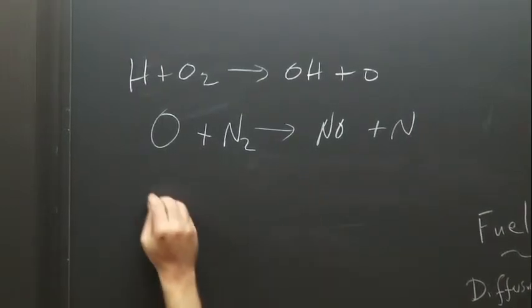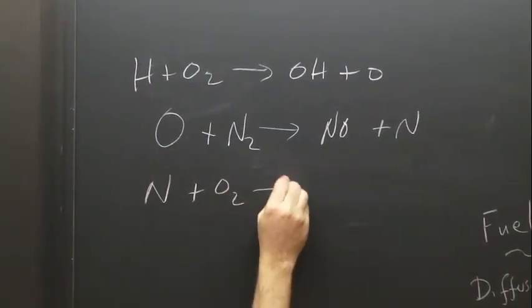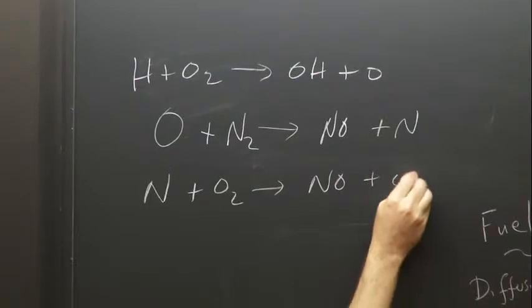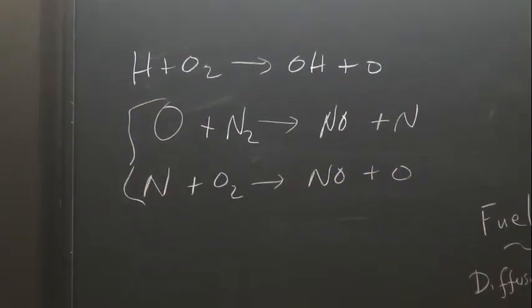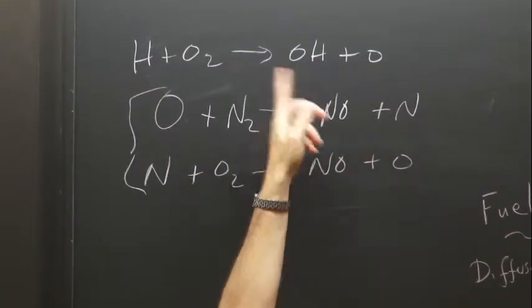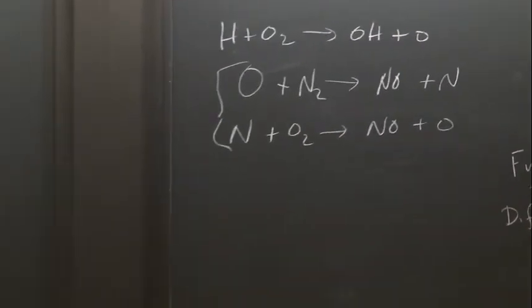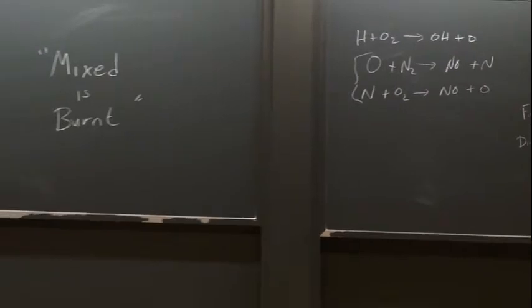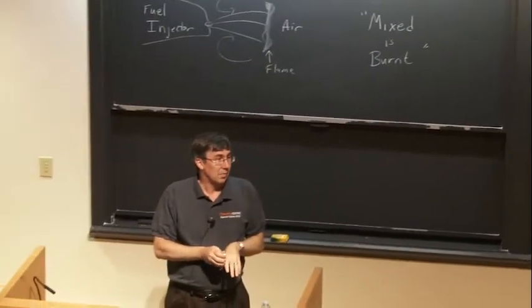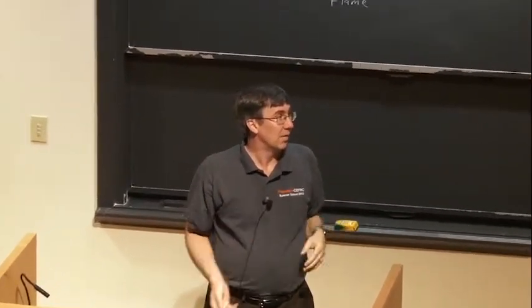And once you make an N atom, they react with oxygen very fast. And then you have a chain reaction running, and you're constantly feeding more O atoms into it from your main reaction. So this makes a lot of NOx. And so that's why we have problems with diesel engines, for example, making NO, because just the way they set it up, you're going to make a lot of NO.